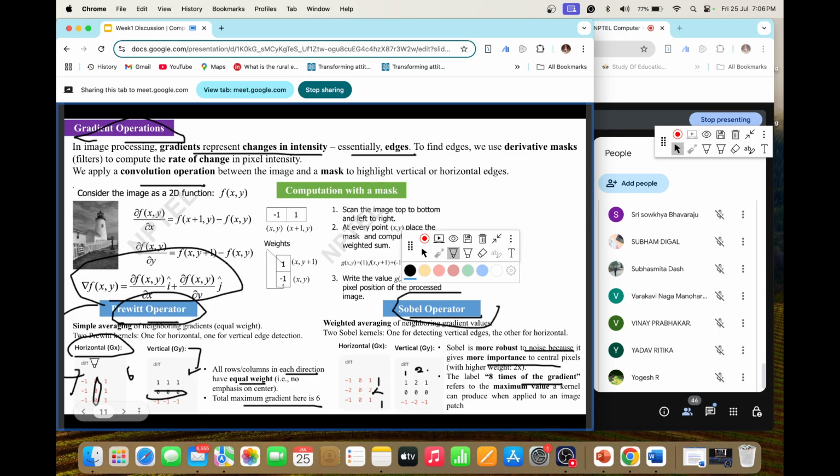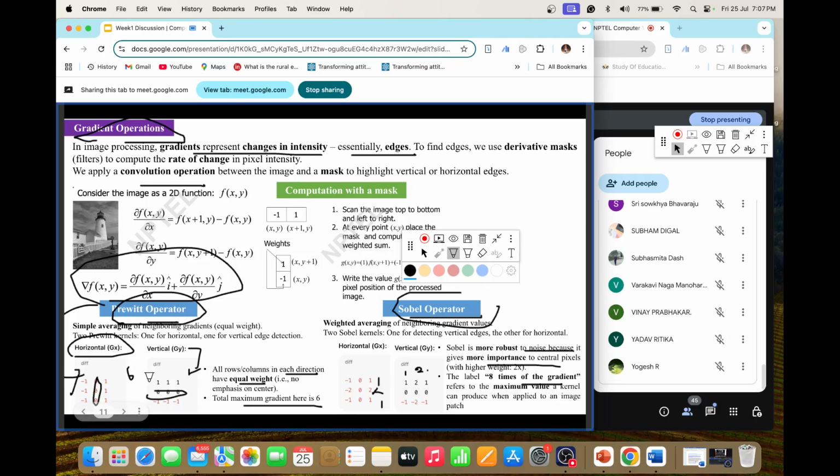operator. So these are the horizontal mask and the vertical mask for the Prewitt operator. This is the horizontal mask for the Sobel operator, this is the vertical mask for the Sobel operator. The difference is that in the Prewitt operator we are giving equal weight to all the rows as well as columns, but here in the central row or column we are giving 2x weight compared to the first or last row or column. Here if we do the absolute sum, it will come 6. Here if we do the absolute sum for this, it will come 8. So this is an example.